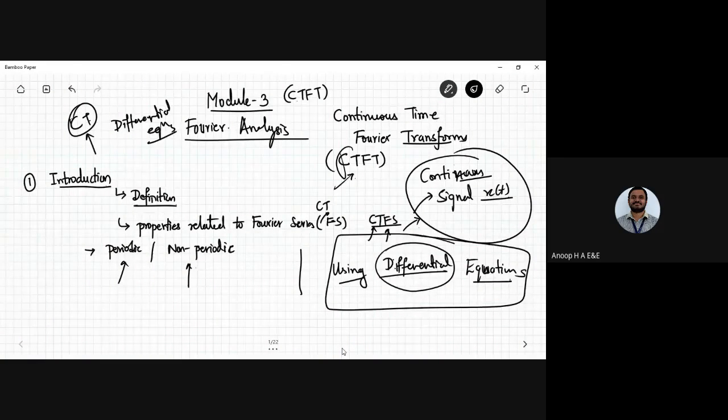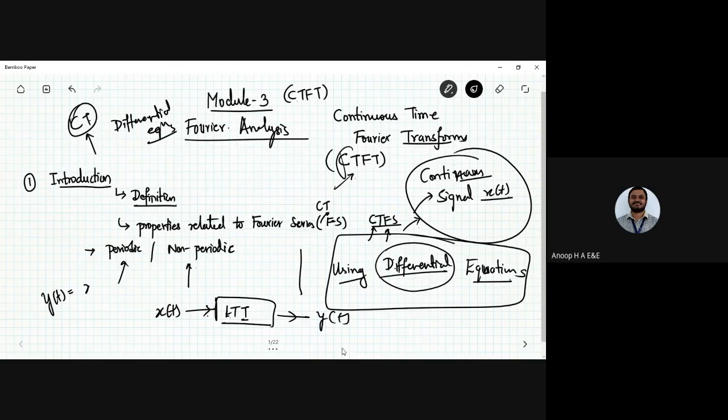When I talk about differential equations, one thing I need to be clear about is the input x of t, what type of input I'm giving, and the output that is dependent on the system parameters. What we observed in the convolution is that I will have a linear time invariant system. LTI refers to the linear time invariant system. So how did we perform the convolution?